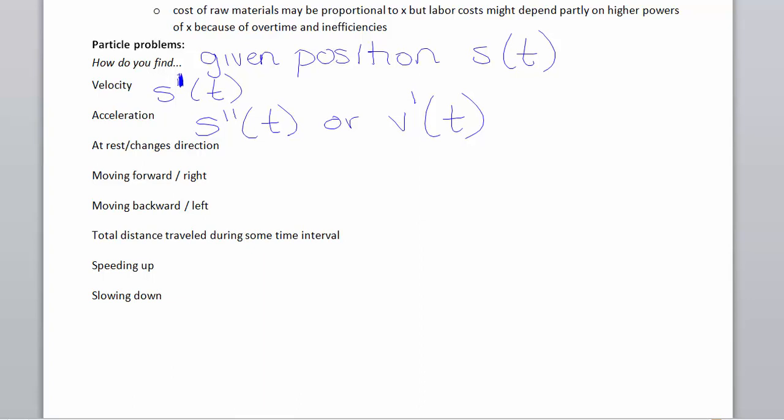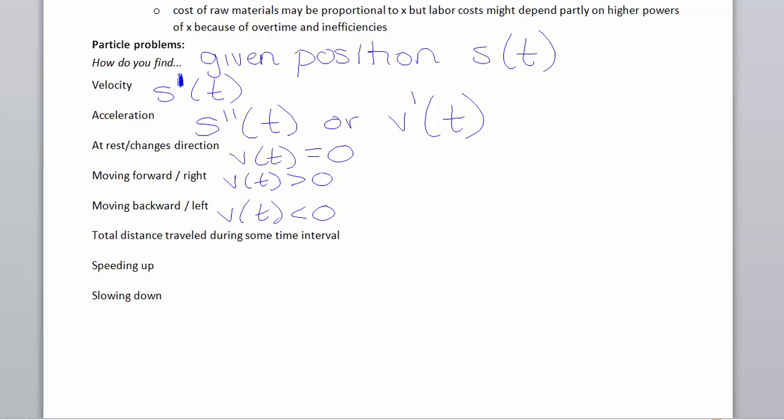To see where I'm at rest, or when I change direction, that would be where velocity equals 0. Velocity is like your speed, but it has direction. So if velocity is 0, then I'm not moving at all. Moving forward or to the right is when velocity is greater than 0, and left is when velocity is less than 0. Should make sense. Total distance traveled: you have to figure out how far I went moving forward, how far I went moving backward, and add them together.